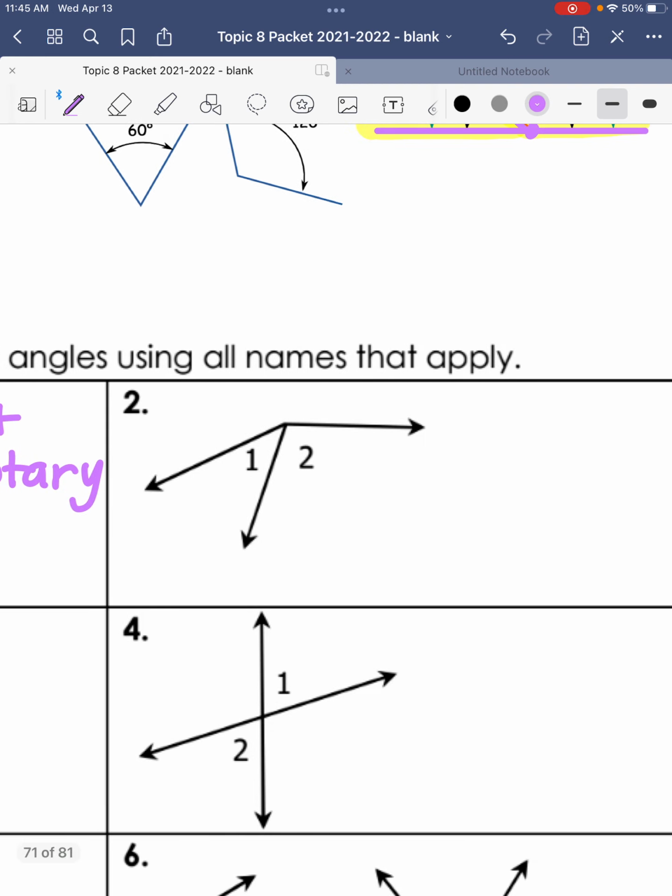Okay, number 2. So I've got two angles that are right next to each other. I recognize that there's a common vertex or corner point and a common side. So these are adjacent angles. Now, do they form a right angle? No. Do they form a straight angle? No. So I can't classify them as complementary or supplementary. All I can say is that they are adjacent.